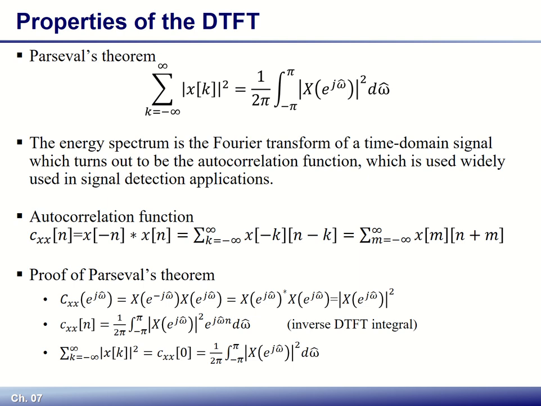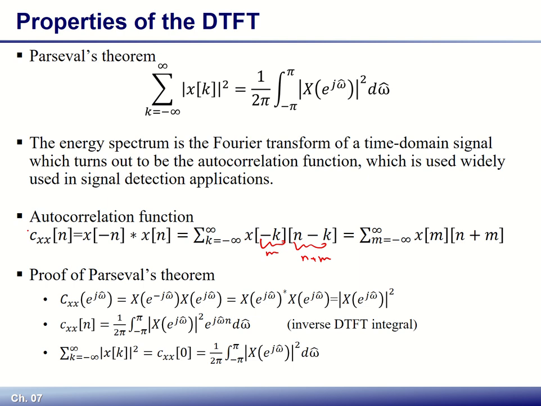The autocorrelation function is defined as Cxx. Autocorrelation means correlation of two identical signals, x[n] convolved with x[minus n]. So the convolution is the sum of x[n minus k] times x[minus k]. Let's change a variable so this is m, then it will be n plus m. Actually m runs from infinity to minus infinity, but the summation can be changed to run from minus infinity to infinity.